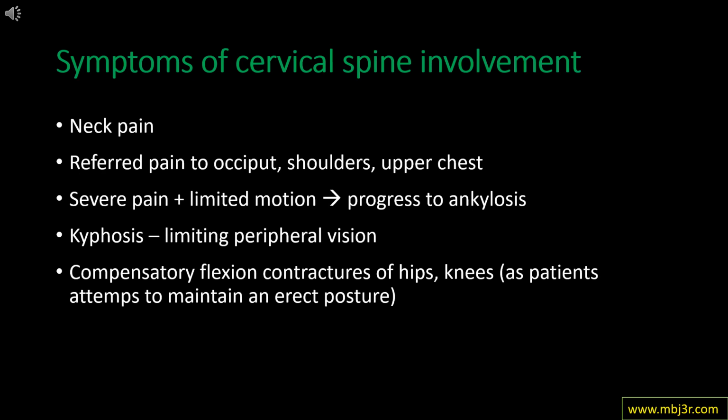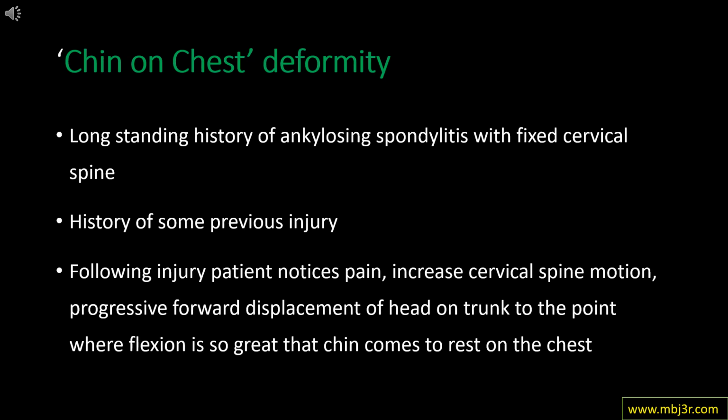Symptoms of cervical spine involvement. Patients present with neck pain, referred to the occiput, shoulder and upper chest. Severe pain plus limited motion leads to progressive ankylosis and kyphosis limiting peripheral vision. There is compensatory flexion contracture of the hips and knees as patients attempt to maintain an erect posture. Chin on chest deformity: a long-standing history of ankylosing spondylitis with a fixed cervical spine results in chin on chest deformity.